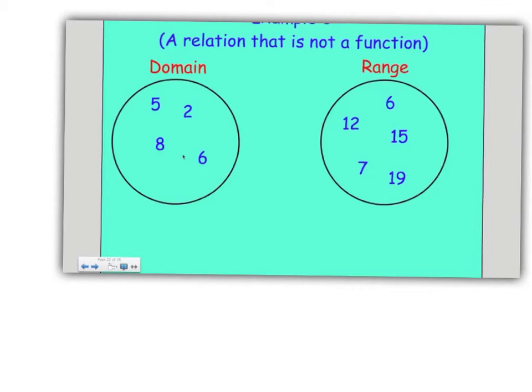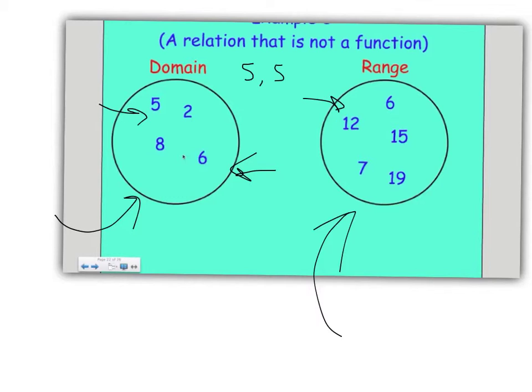So let's go ahead and figure it out. If we're looking at the domain and the range here, the first thing I notice is that there are only 4 numbers in the domain and there are 5 in the range, which tells me that at least one of these numbers is a double. So let's say hypothetically 5 was a double. So really we have 2 5s that must correspond with 2 different numbers in the range.